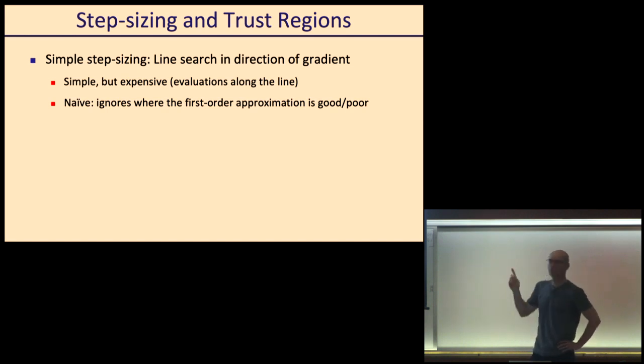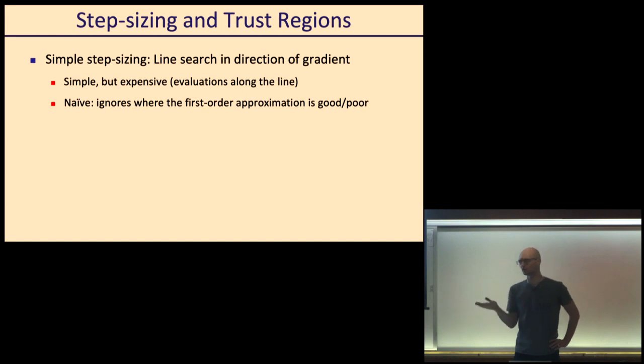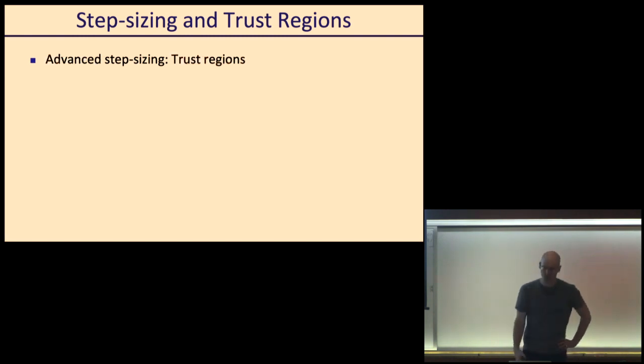It's also naive, because it ignores that maybe your linear approximation in some directions is better than other directions. And so maybe in some directions you can trust it more and go further, other directions you cannot. So what can we do that's more advanced? We can have trust regions.